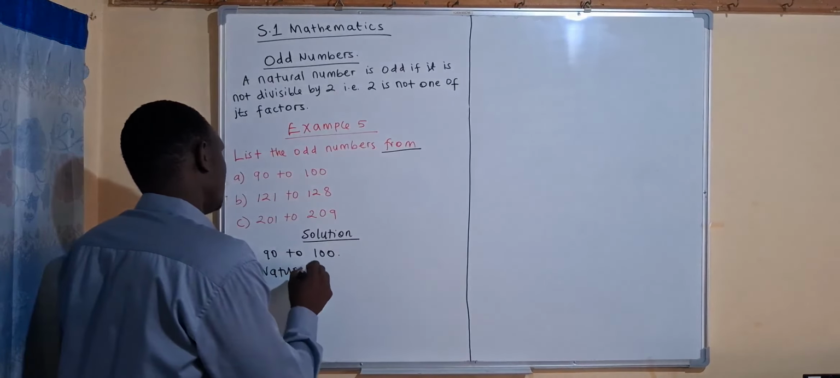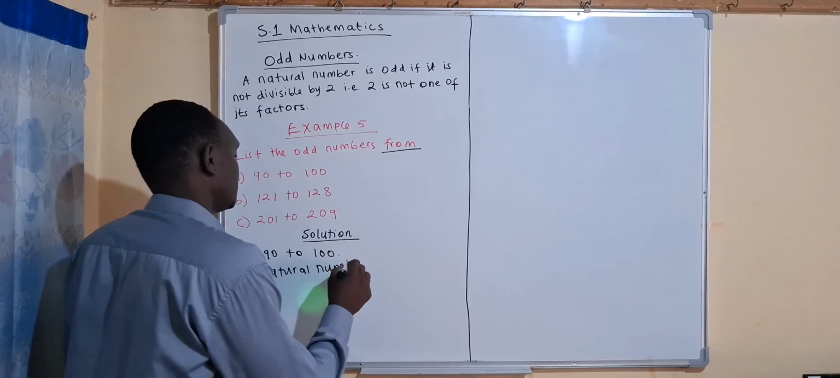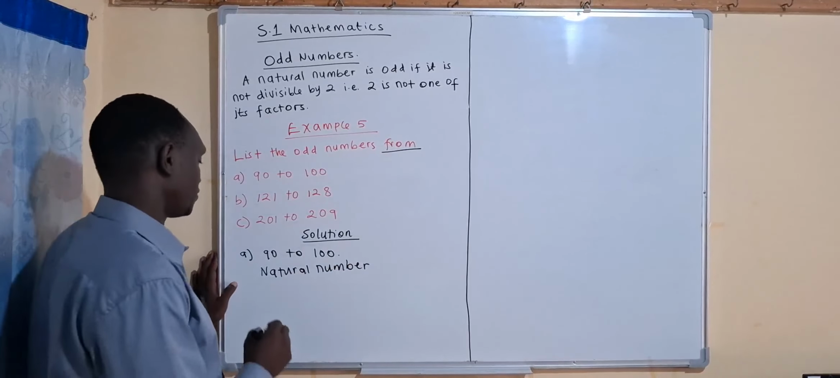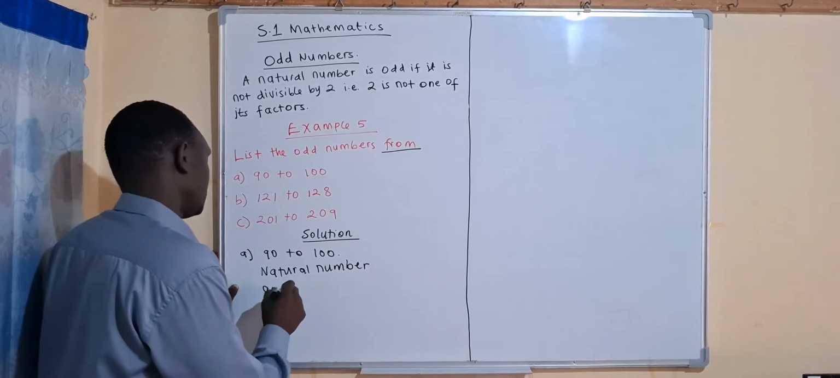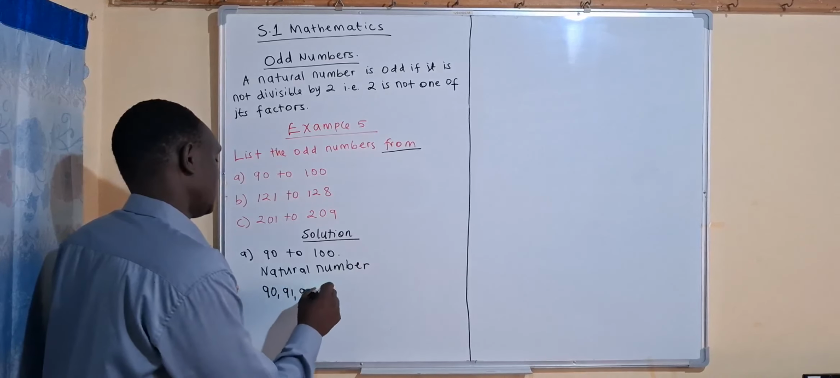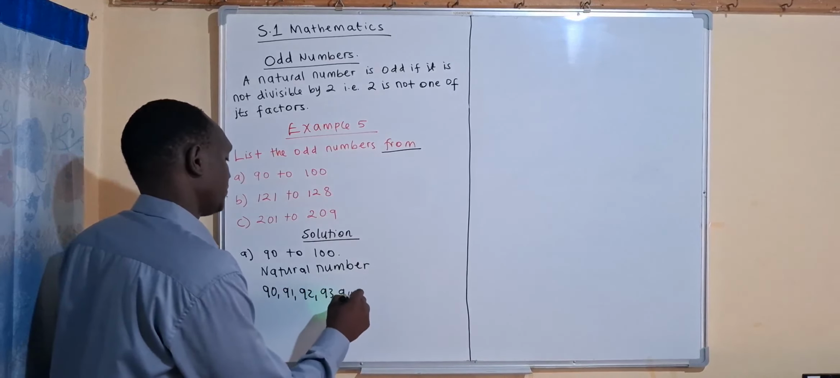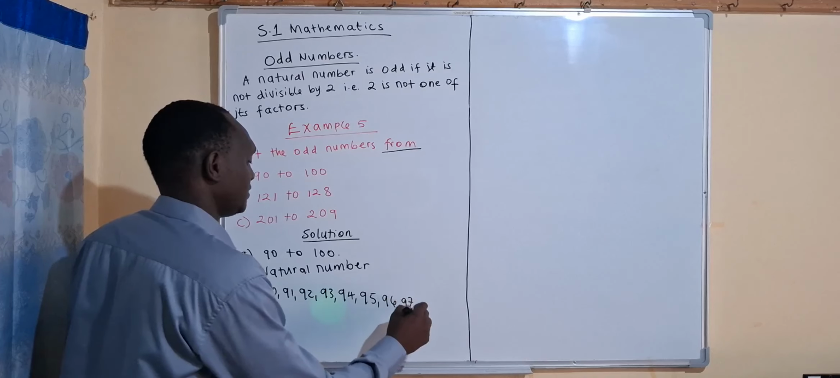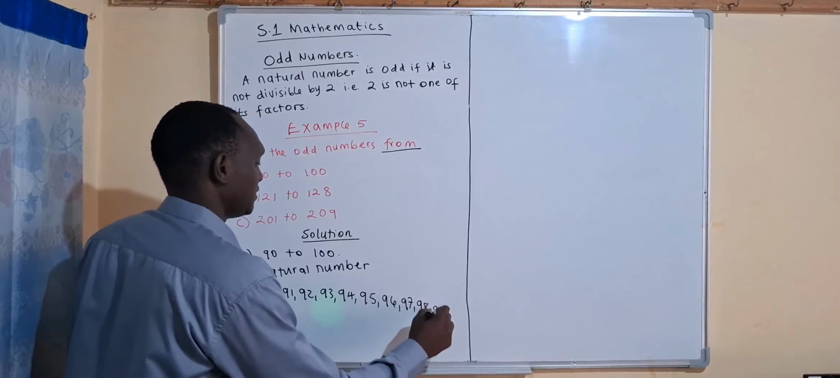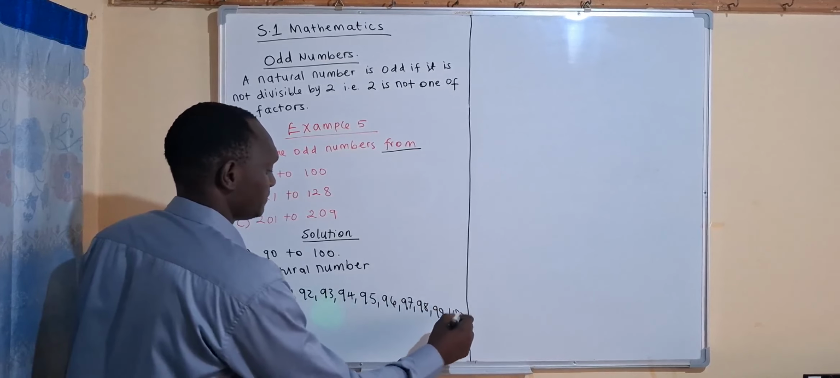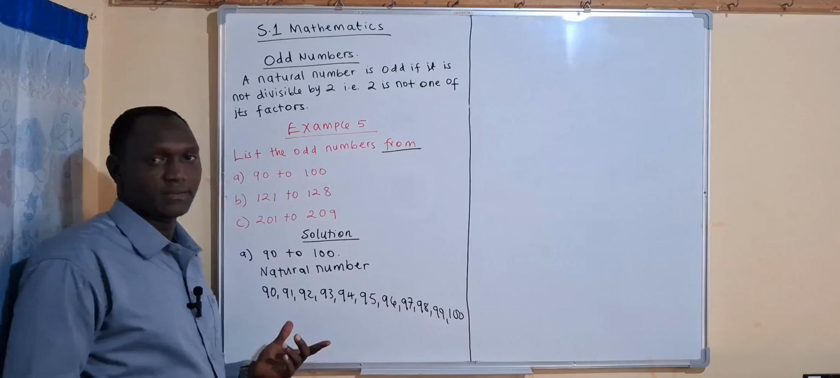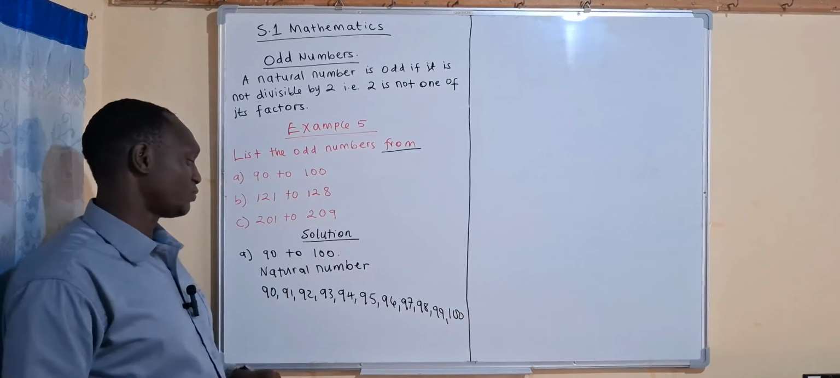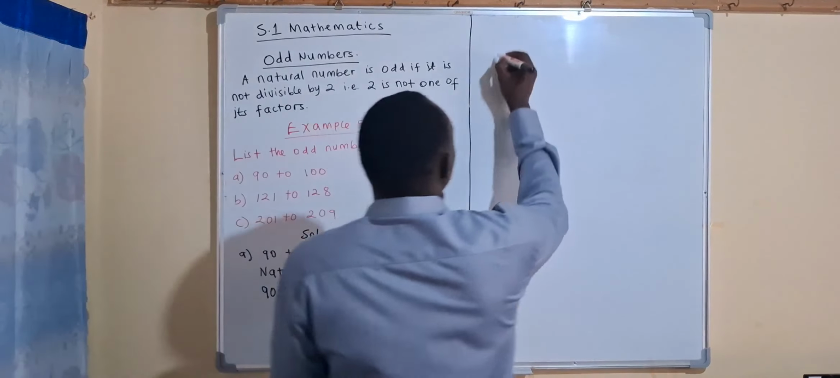So we shall say here natural numbers that run from 90 to 100. Since it is said from 90 to 100, we shall begin from 90 up to 100: 90, 91, 92, 93, 94, 95, 96, 97, 98, 99, 100. So these are the natural numbers from 90 to 100. Of these numbers, which ones are odd? That takes us to odd numbers.